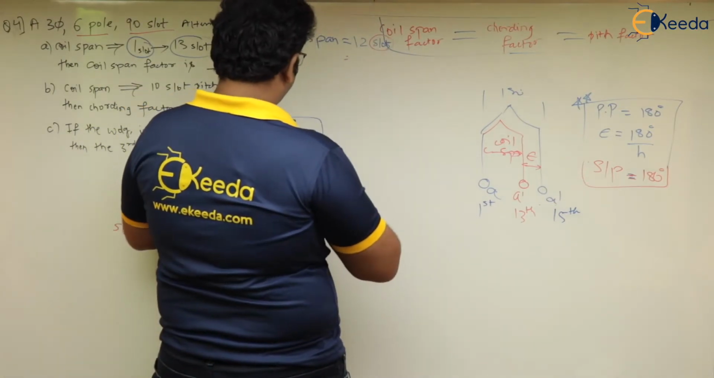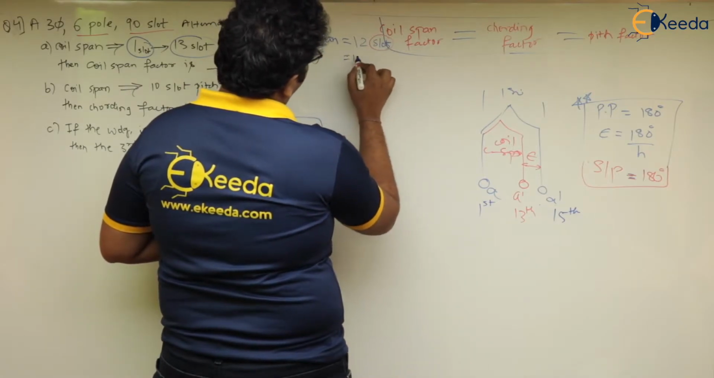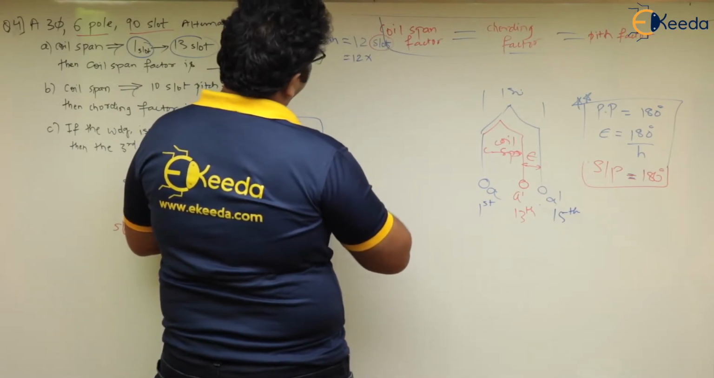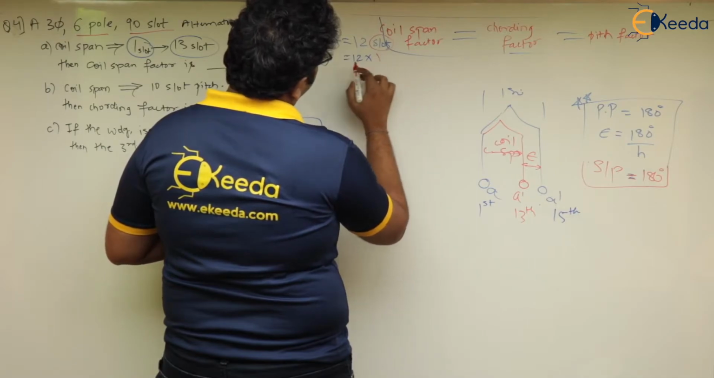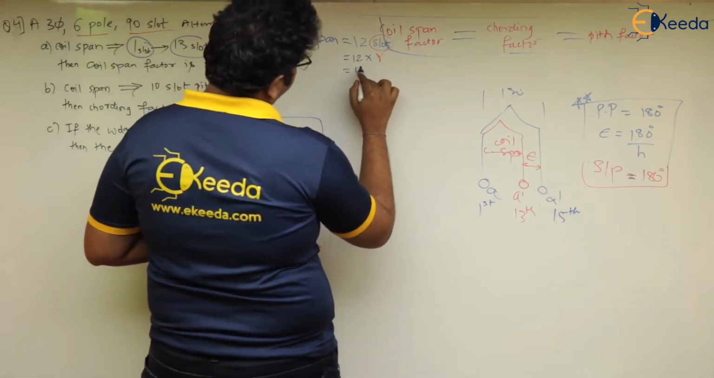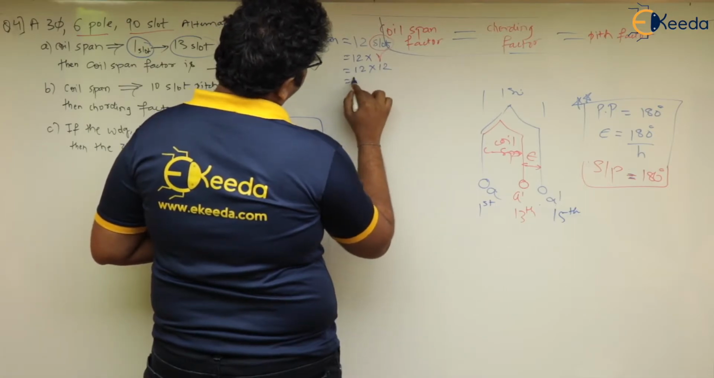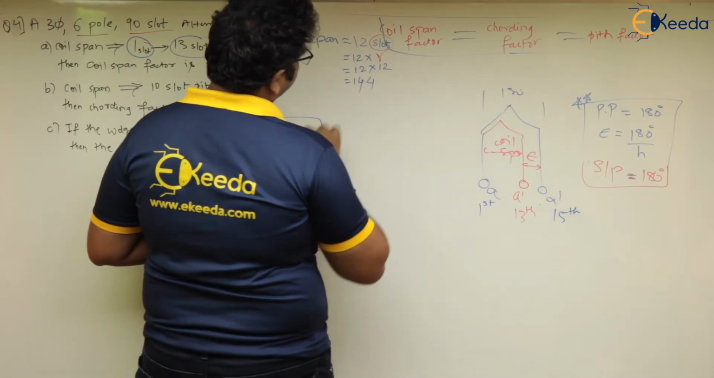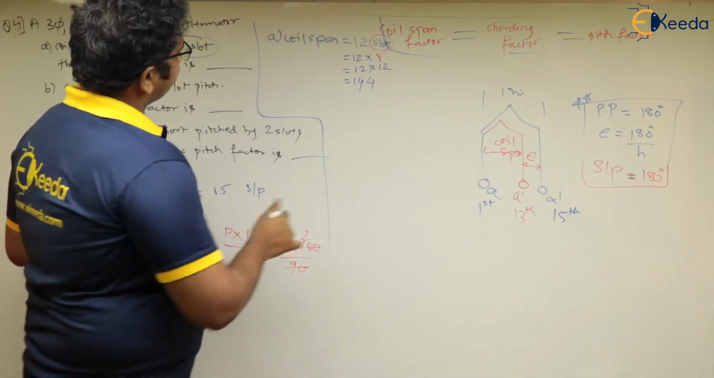So it is going to be 12 multiplied by gamma, which is nothing but 12 into 12, which is 144. So this is coil span.